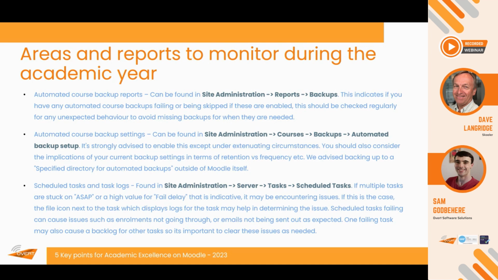And finally, we also have the scheduled tasks and task logs. So that'll be in site administration, server tasks, and then scheduled tasks. On this page, essentially, you'll want to check if there are multiple tasks stuck on ASAP or that have a high value for their fail delay value. In either case, that likely indicates issues with those tasks. So if you have scheduled tasks that are failing, that can cause issues such as enrollments not going through or emails not being sent out as expected.